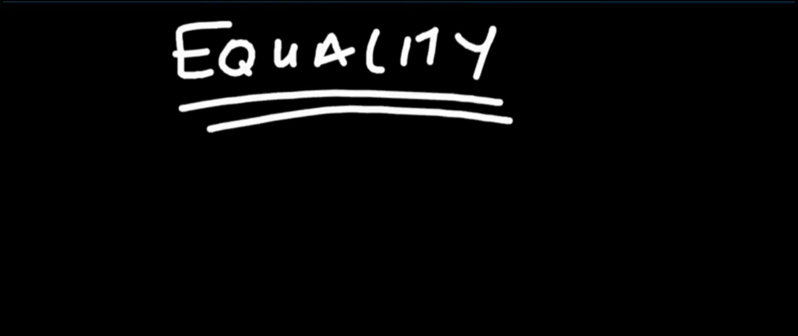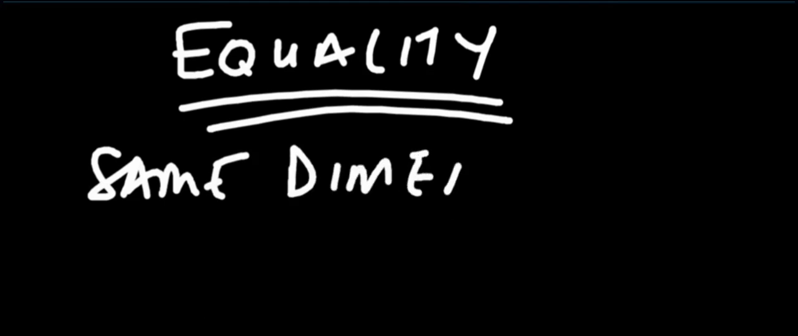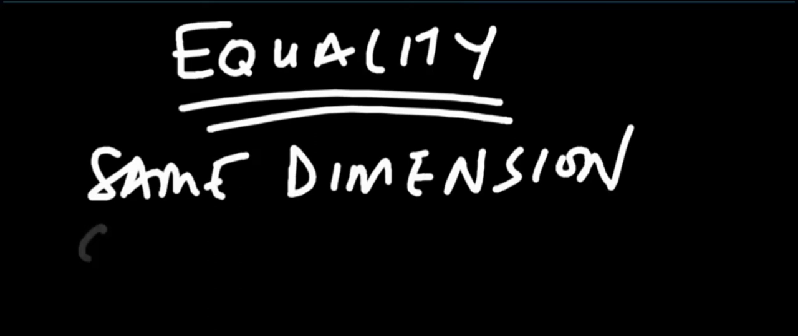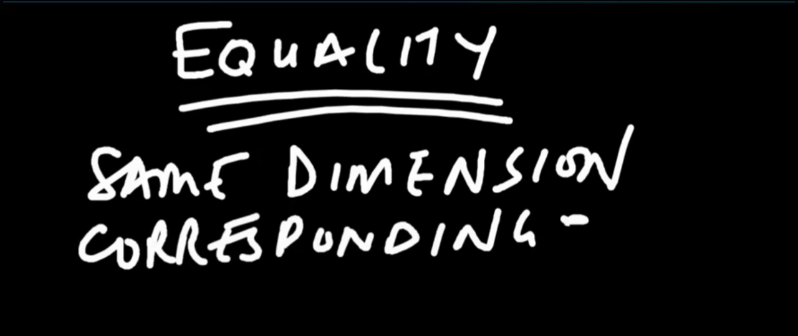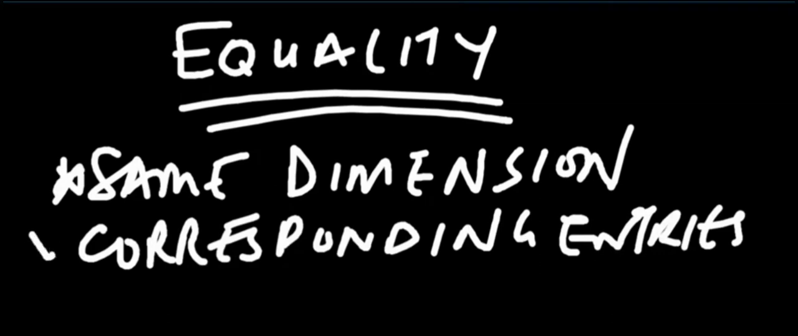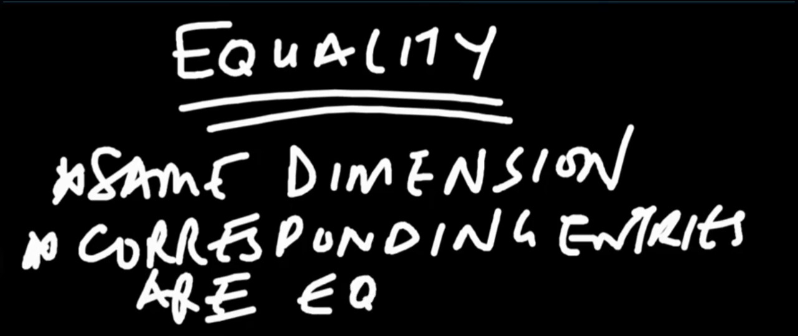So before we wrap up this video, let's check out equality of matrices. When are two matrices said to be equal? Two matrices are said to be equal if they have the same dimension and they are equal entry by entry. Corresponding entries are equal. So these are the two things you check.